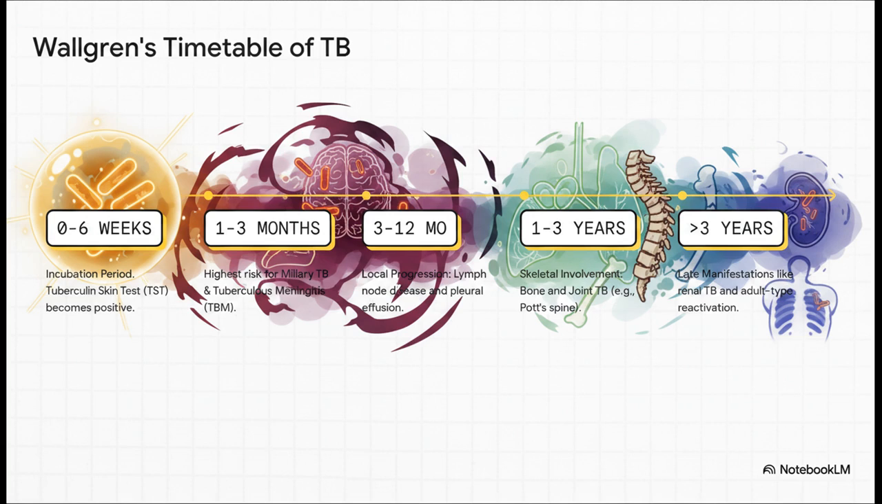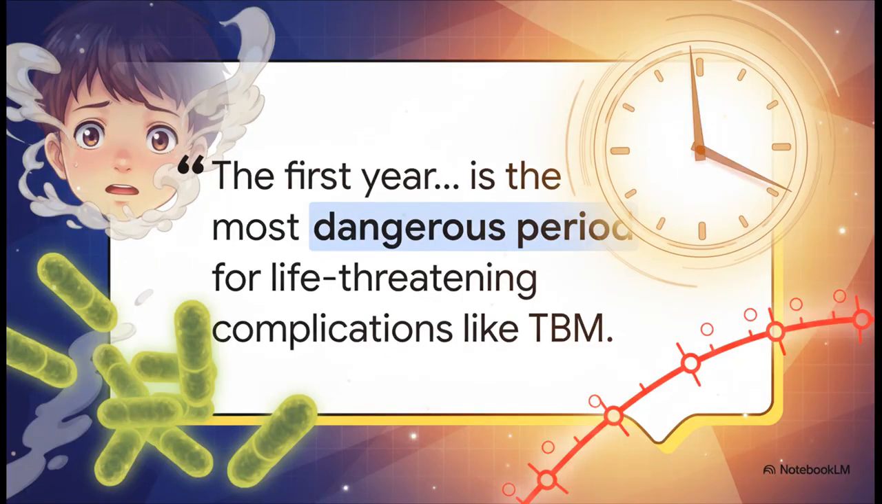After that, from 3 to 12 months, you tend to see more local problems, like those lymph nodes getting bigger. Later on, between 1 and 3 years, you might see skeletal TB pop up, like Pott's spine. And then way down the line, more than 3 years later, you can get the really late stuff, like renal TB. And this quote really drives the point home.